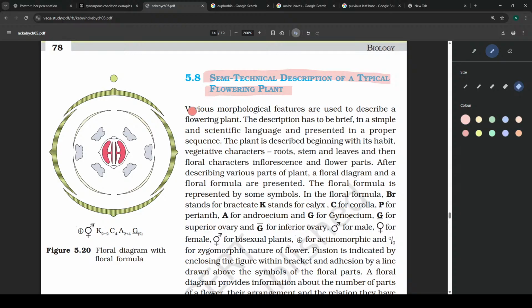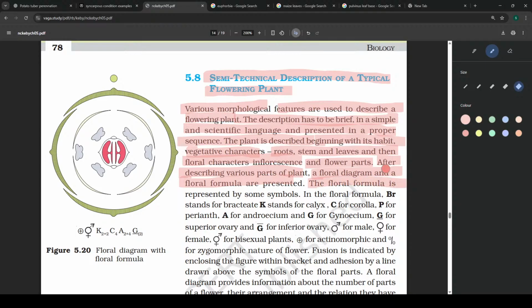Various morphological features are used to describe a flowering plant. The description has to be brief, in simple and scientific language, and presented in a proper sequence. The plant is described beginning with its habitat, vegetative characters, roots, stem, and leaves, and then floral characters, inflorescence, and flower parts. After describing various parts of a plant, a floral diagram and a floral formula are presented.